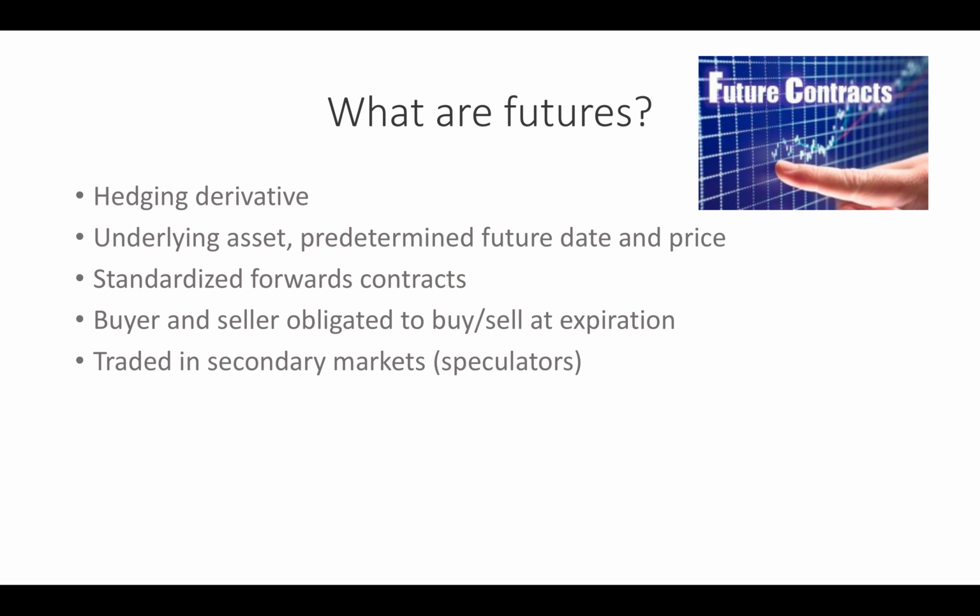So futures have an underlying asset, a predetermined future date and price. For example, you can buy oil futures. Oil is the underlying asset of this contract, and the predetermined future date and price means that on a specific date, this contract will expire at a specific price. That's why it can be used to hedge, because you are locking in a price on a certain date in the future. Hence, it's called futures.